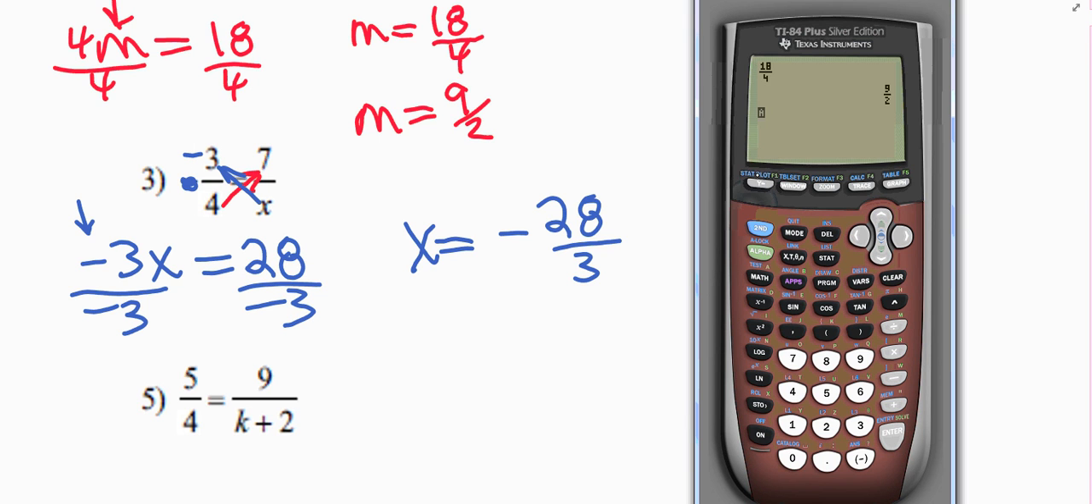Alright, of course you could check that with a calculator to make sure that that fraction does not reduce. And let's just type in negative 28 over 3. And it doesn't reduce at all. So there's our final answer on that one. Alright, let's move on to number 5.